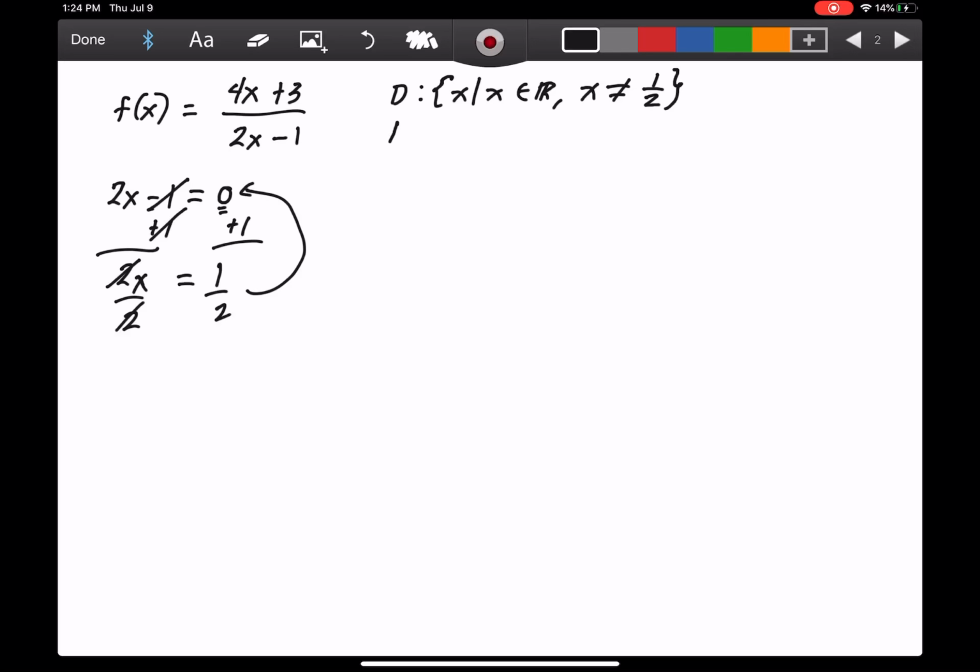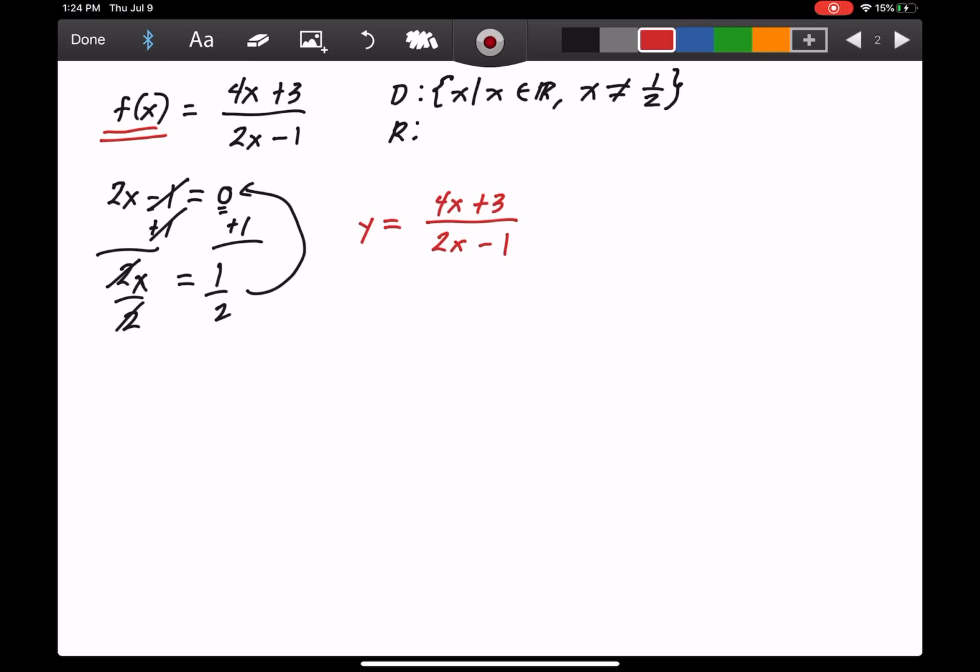Alright? Now, let's move on and let's try to find the range naman, the other way around. So, I repeat that we're going to solve for x in terms of y. Okay? So, gamit tayo ng ibang kulay para mas kitang-kita. So, gawin natin tong y, itong f of x na to. So, y is equal to 4x plus 3 all over 2x minus 1.